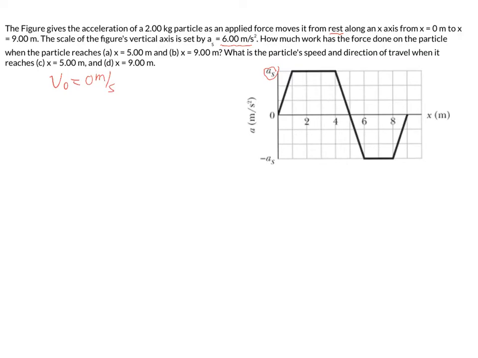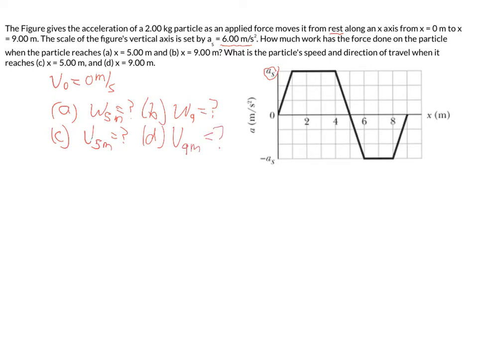And we're asked a series of different things. A asks us how much work has been done when you're at the 5 meter mark. B asks us how much work has been done once you reach the 9 meter mark. Okay, and then C asks us what our speed is at the 5 meter mark. And D asks us what our speed is at the 9 meter mark. Maybe I'll rewrite some of this because it's a little sloppy, but 5 meters and 9 meters.